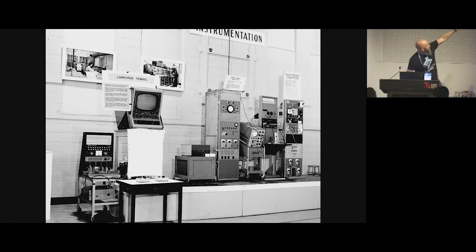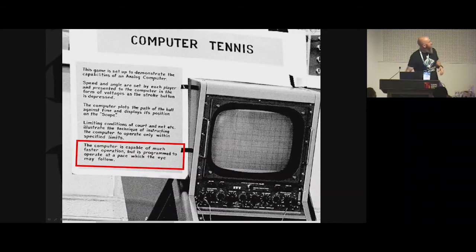Now you can just see a little bit of text up there. If we zoom in on that, the computer is capable of much faster operation, but is programmed to operate at a pace which the eye may follow. They had to slow it down so you could play it. When was the last time you had to slow down your game so that people could play it?